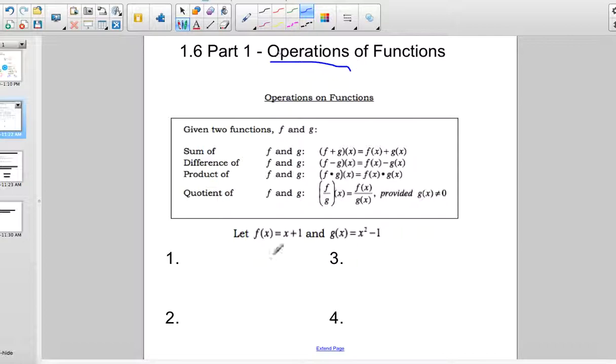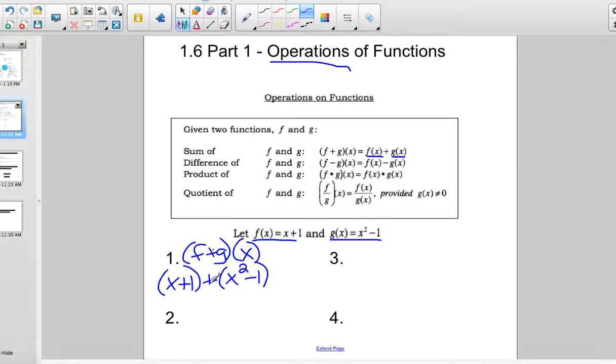So we're going to say f of x is equal to x plus 1, and g of x is x squared minus 1. So if I wanted to do this first one, which is (f plus g)(x), and we're going to write it like this, (f plus g)(x). All I want to do is take the entire f of x equation, right, f of x plus g of x. So I'm going to do x plus 1, which is f of x, plus g of x, which is x squared minus 1.